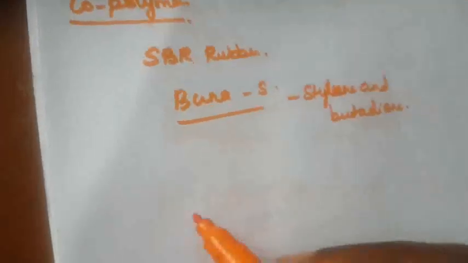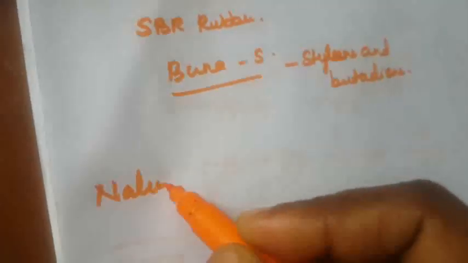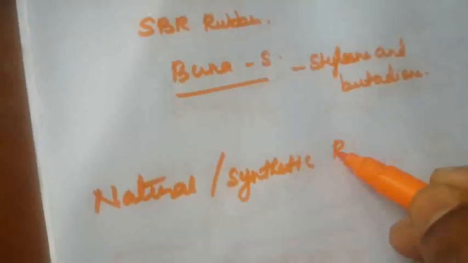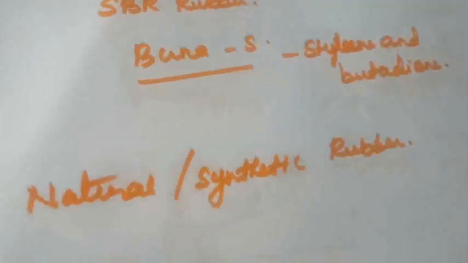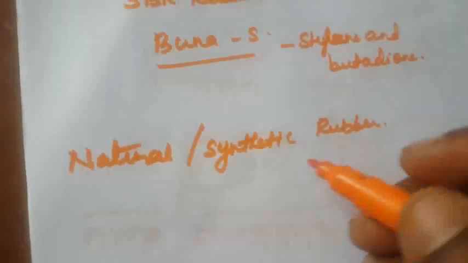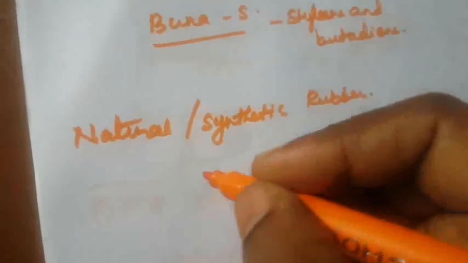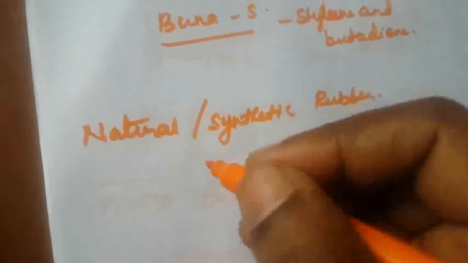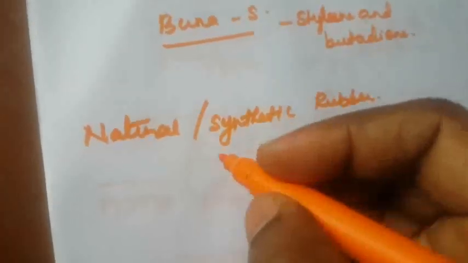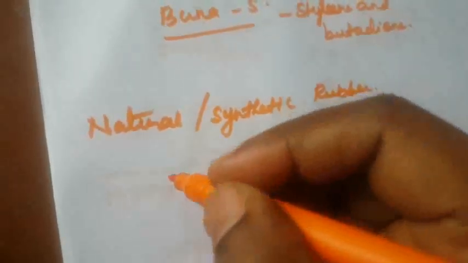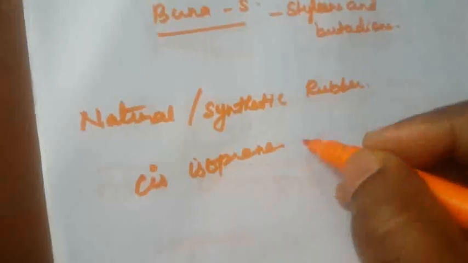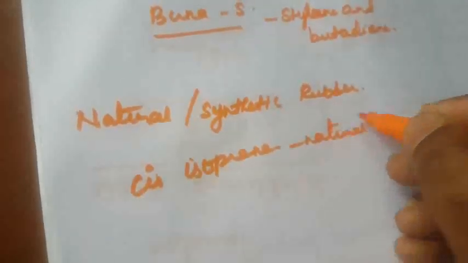Next we are going to see what is meant by natural and synthetic rubber. What is natural rubber? It is a naturally occurring polymer obtained from latex. What is latex? It is the fibrous elastic liquid from the rubber tree, obtained by cuts in the bark of the rubber tree. The monomer unit of natural rubber is cis-isoprene. Cis-isoprene is natural rubber.